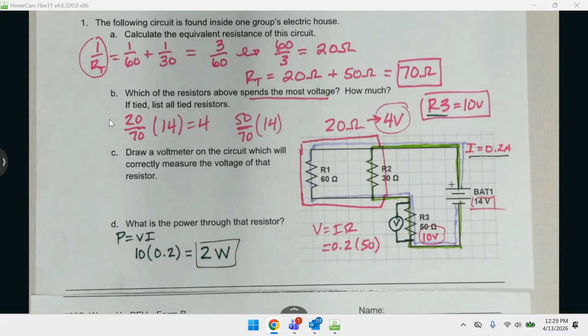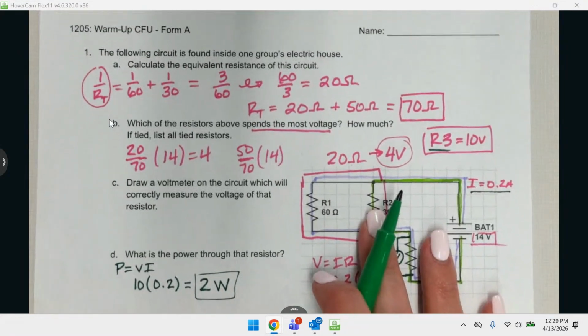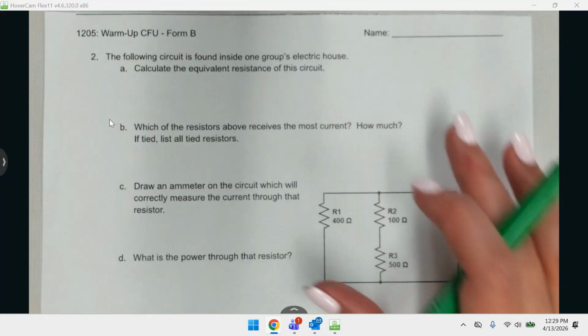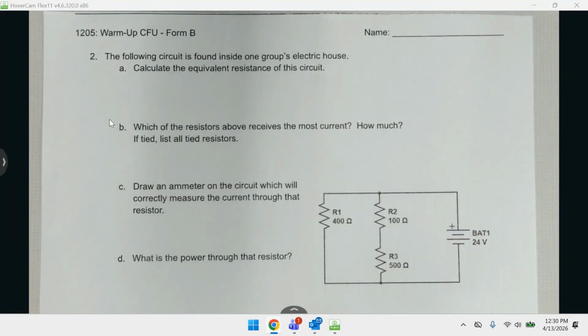So again, that's how you would solve all of Form A for the quiz. Let's go ahead and take a look at Form B. And then we also will have C and D after this. All right. So for Form B, it says the following circuit is found inside one group's electric house.